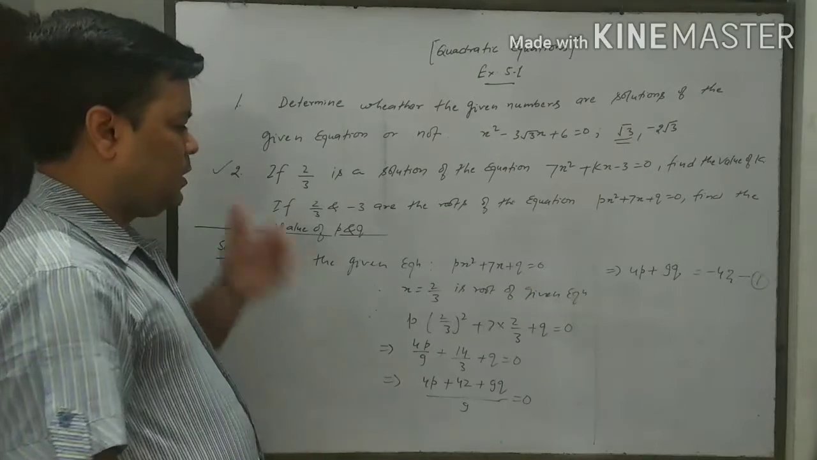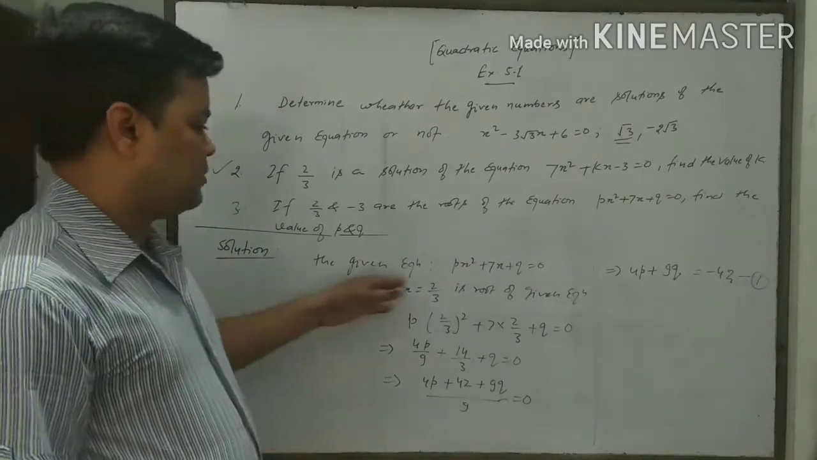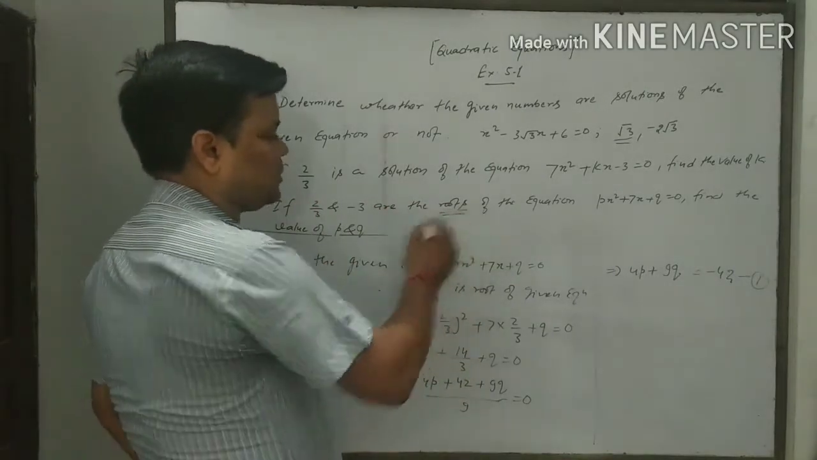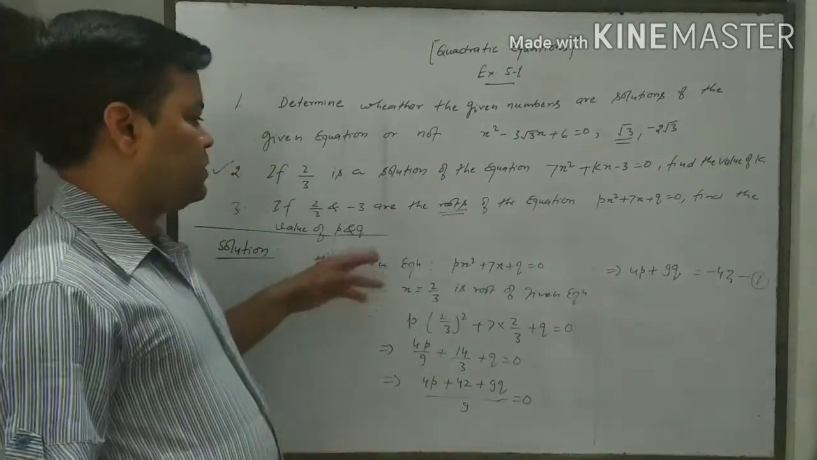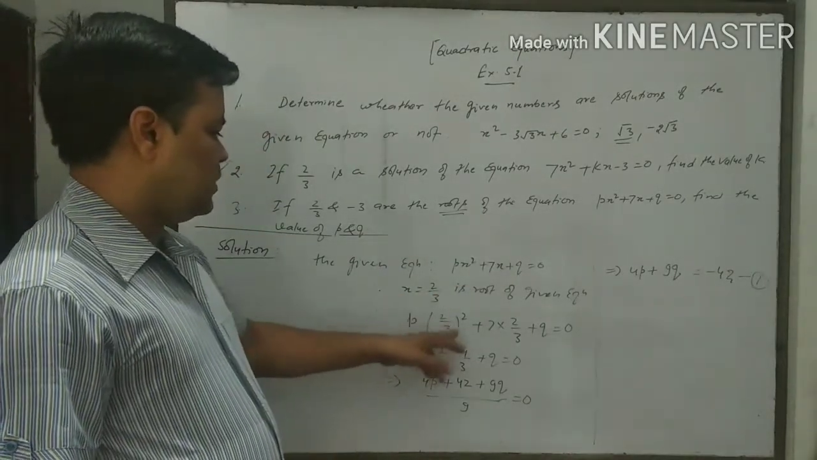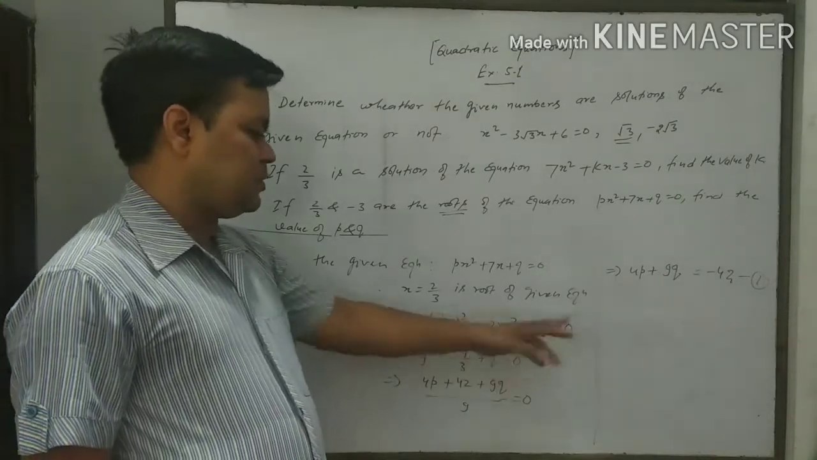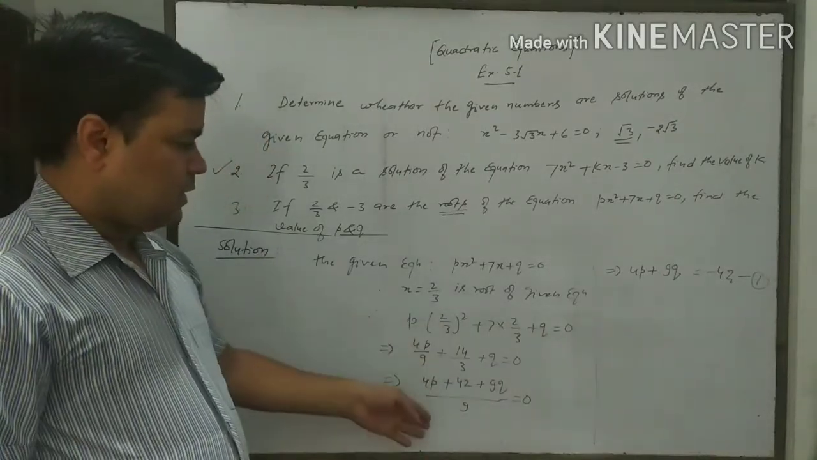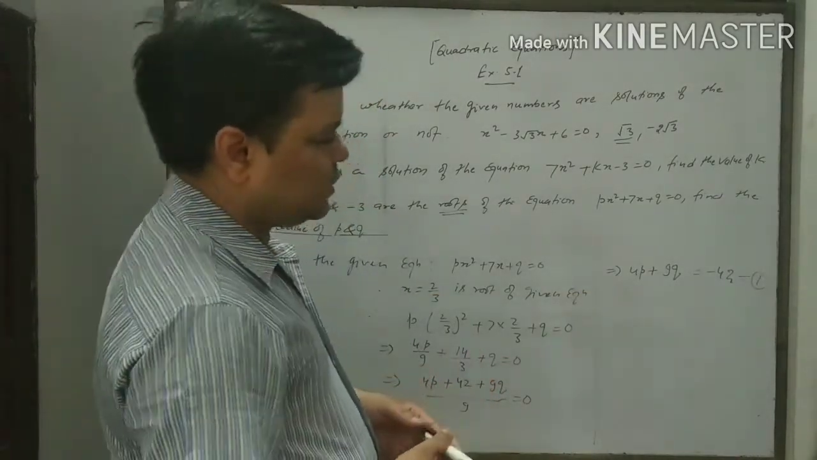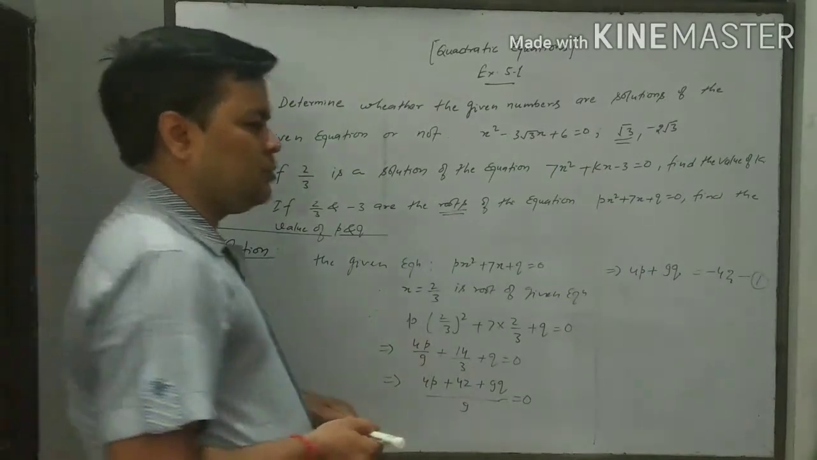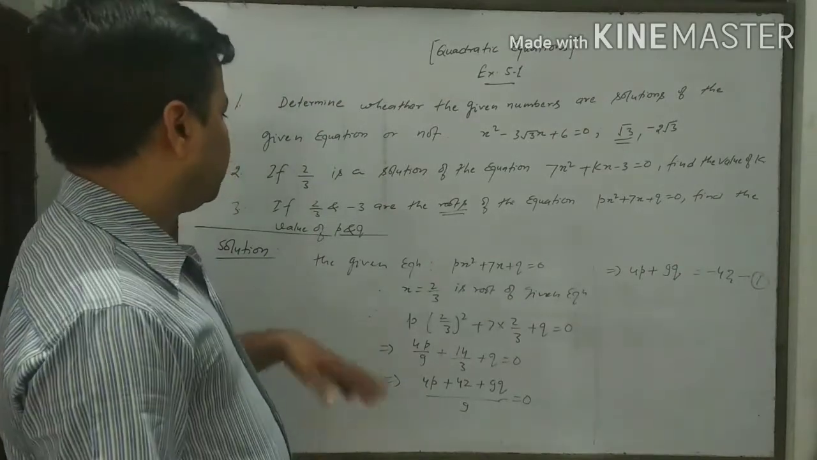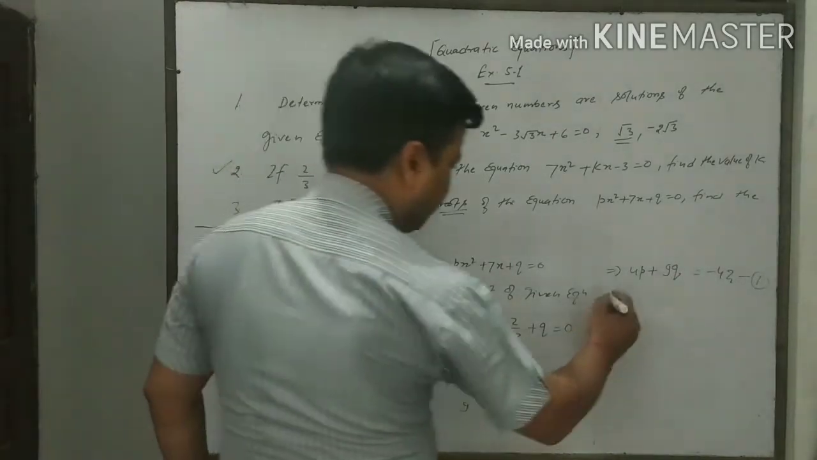What we are doing? We just write the given equation. Now 2/3 is the root, and you know what a root is? Root means solution. 2/3 is the solution of the given equation. Therefore, p(2/3)² + 7(2/3) + q = 0. After finding the solution, we get a relation between p and q, that is 4p + 9q = -42.